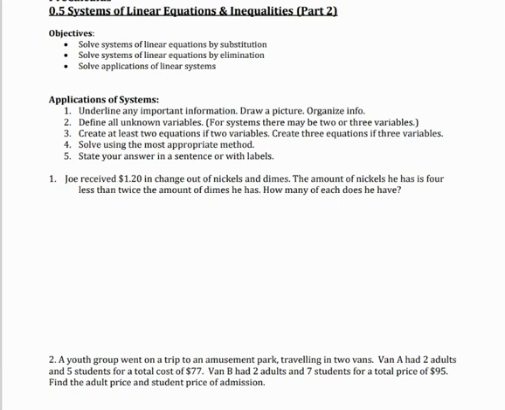So for number 1, it says Joe received $1.20 in change out of nickels and dimes. The amount of nickels he has is 4 less than twice the amount of dimes he has. How many of each does he have? So key thing, $1.20, right? And the nickels he has is 4 less than twice the dimes. So let's define our variables. We're looking for nickels and dimes. Whatever letters you want to use doesn't matter. So if X represents the number of nickels, and Y will represent the number of dimes.